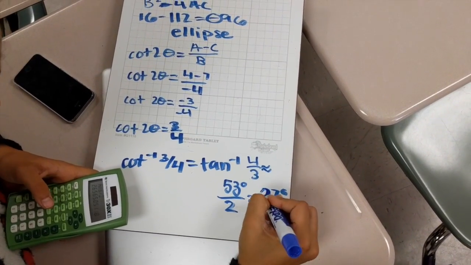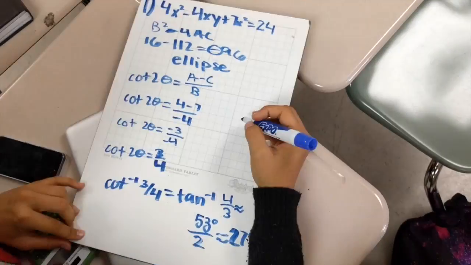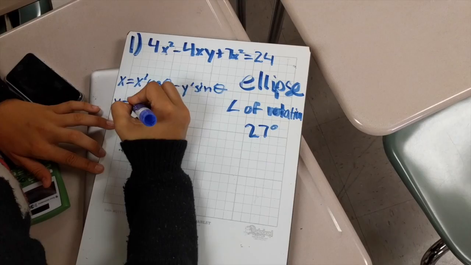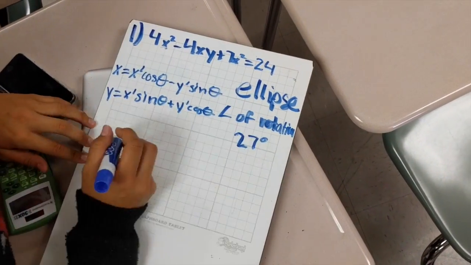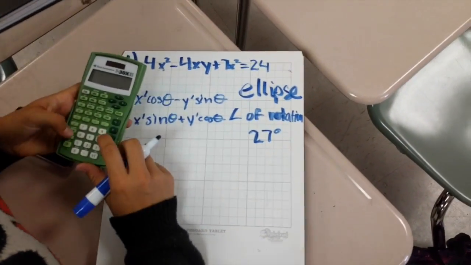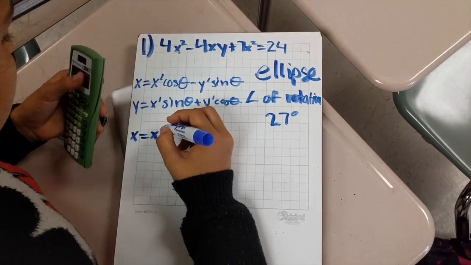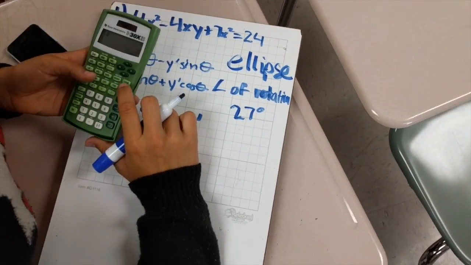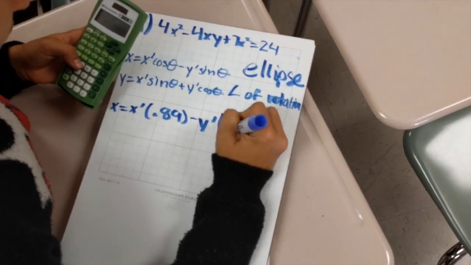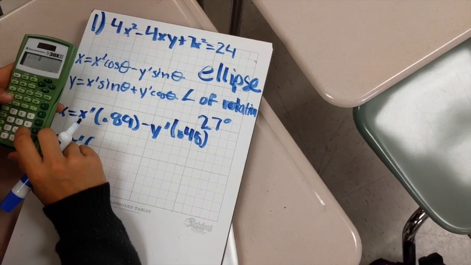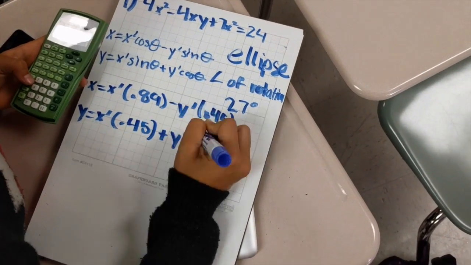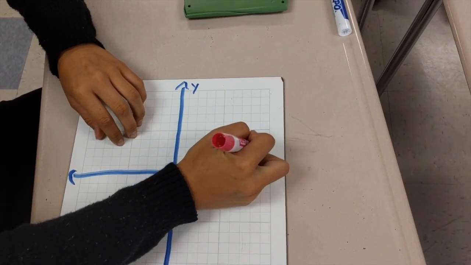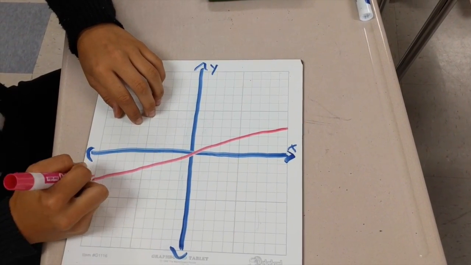To find the new x and y coordinates, you would use the equations x prime times cosine of theta minus y prime times sine of theta. That's what the x coordinate would be. And then for the y coordinate, you would have it be x prime times sine of theta plus y prime times cosine of theta. Then you would plug in your answers into the original standard form equation, and you'd get a new equation for the x prime and y prime axis.